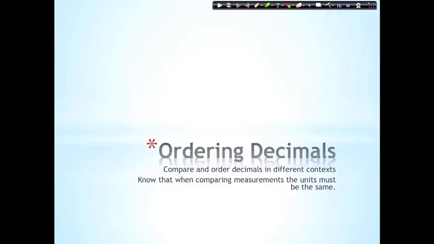Okay, so this lesson we should now know how to compare and order decimals in different contexts, and know that when comparing measurements the units must be the same. So if they're centimetres and metres, they all need to be converted to just one unit, centimetres. Okay, so thanks for listening, and I'll speak to you again soon.